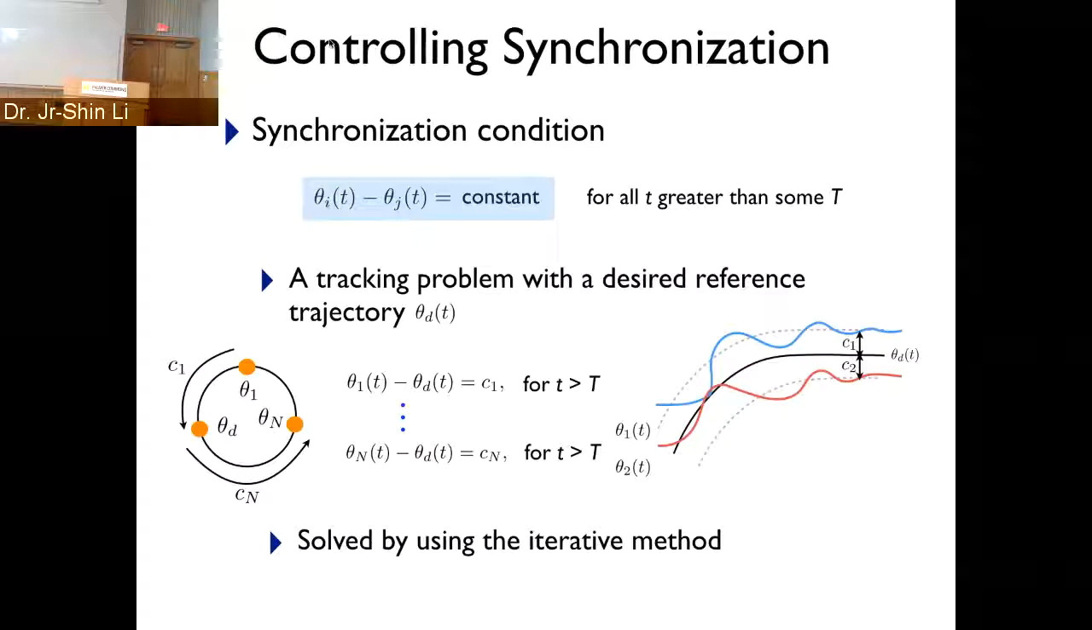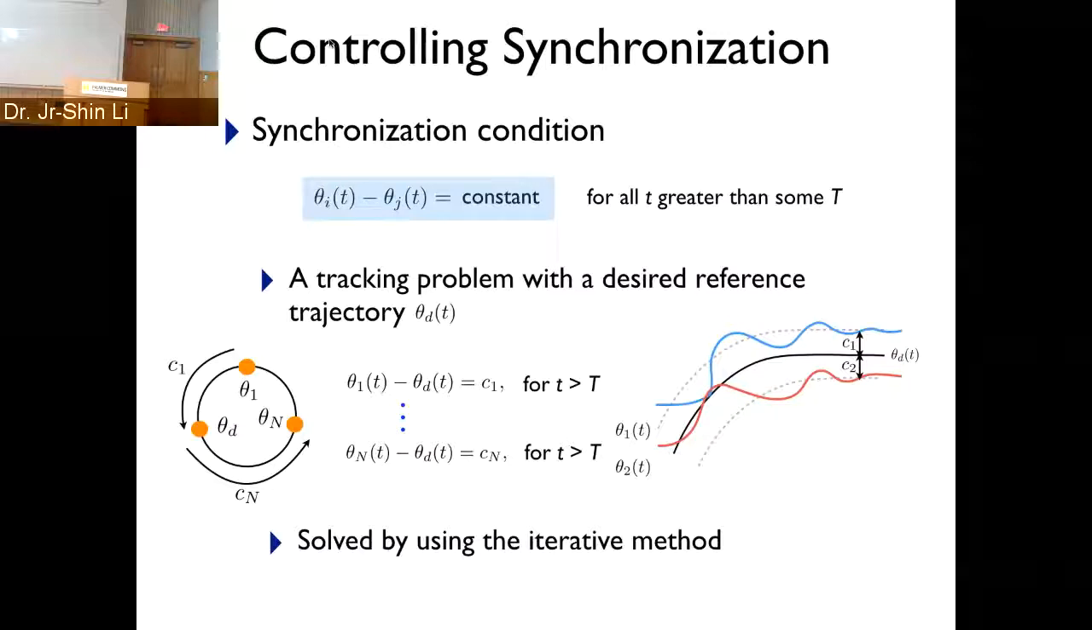You would like to phase lock. This is phase lock, yeah. And phase lock for all time, after some time. So I want to lock the phase, the phase relation. So I'm going to create this theta d, and my requirement is that theta 1 minus theta d is a constant. This relation holds for all of the pairs.